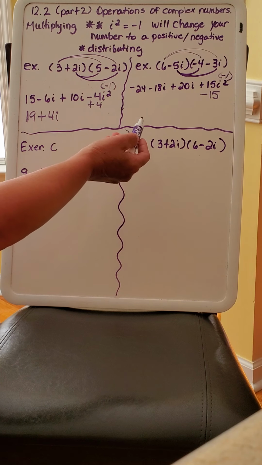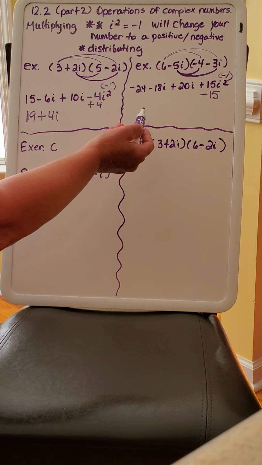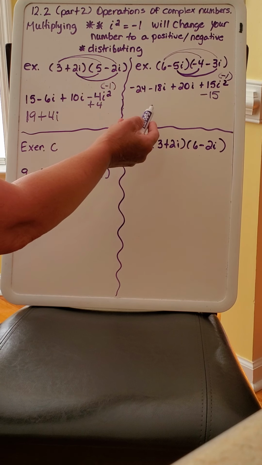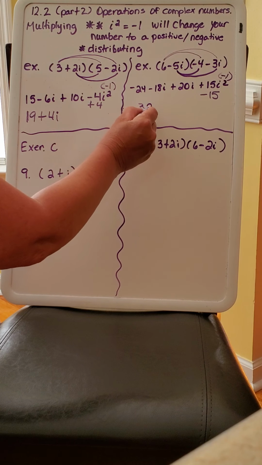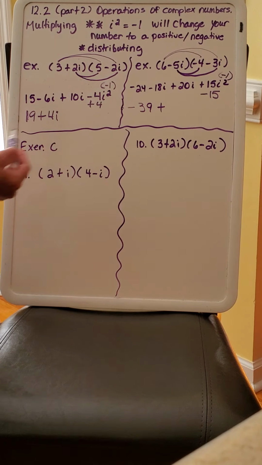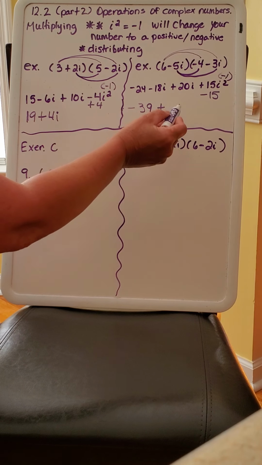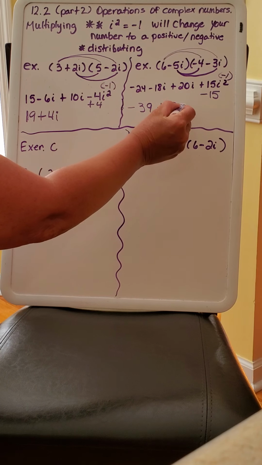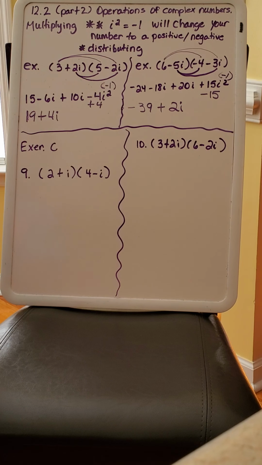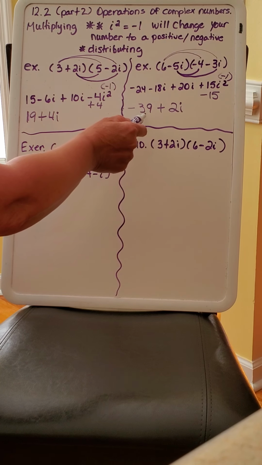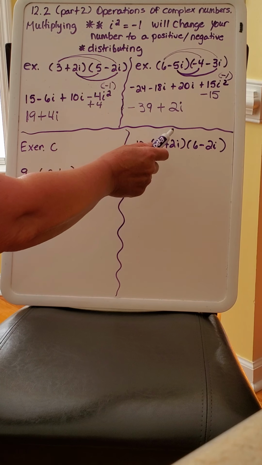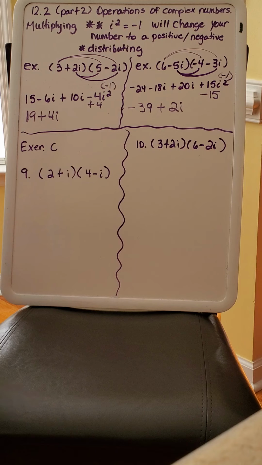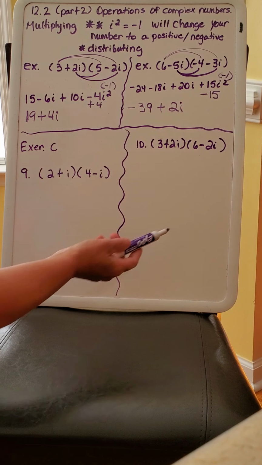Then you can go back and combine your numbers. So we're going to have -24 minus 15, that's going to be -39. And then negative 18i plus 20i is going to be 2i. Alright? You should have a complex number when you get through, the real part, the imaginary part. Okay? If you don't come up with a real part and an imaginary part, it's wrong. Alright? If you still have i squared in your answer, it's wrong.